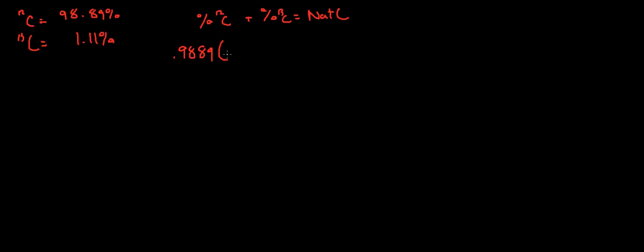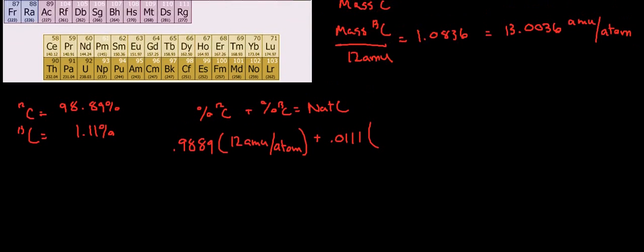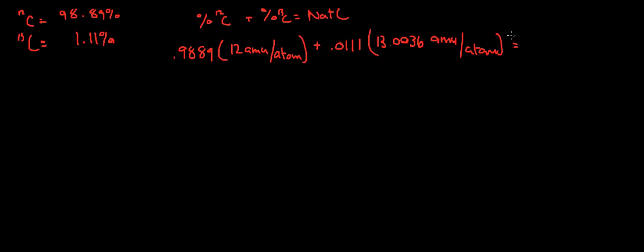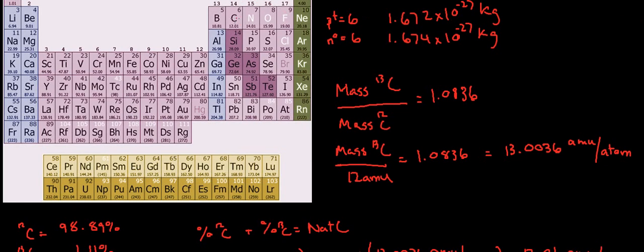And this is for carbon-12, and carbon-12 has an atomic mass of 12 per atom. And I'm going to add it to 0.0111 of carbon-13. And earlier I found carbon-13 to be 13.0036 atomic units per atom. And then I do this math and it will be equal to 12.01. This is atomic mass units per atom. And if I go up to my chart, I look at carbon, it is 12.01.